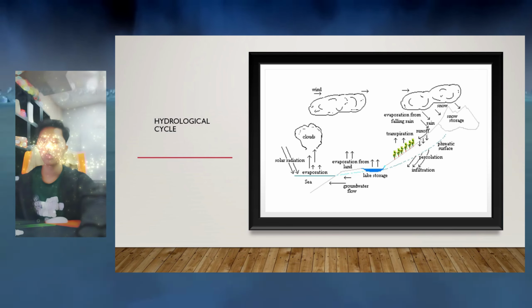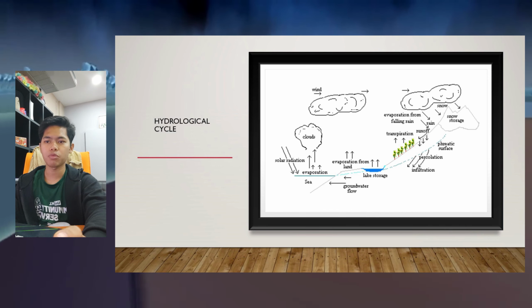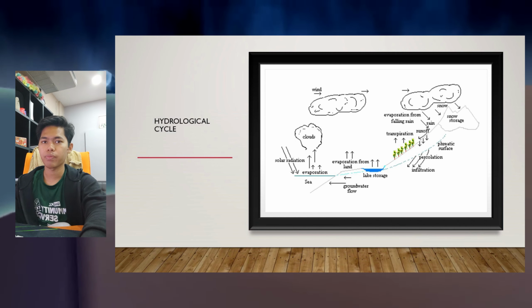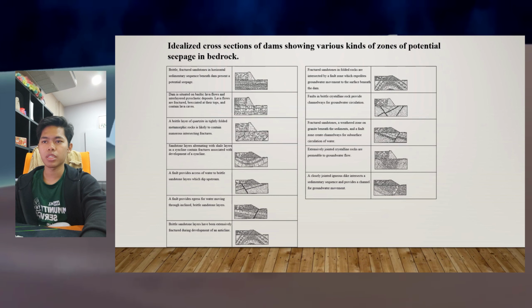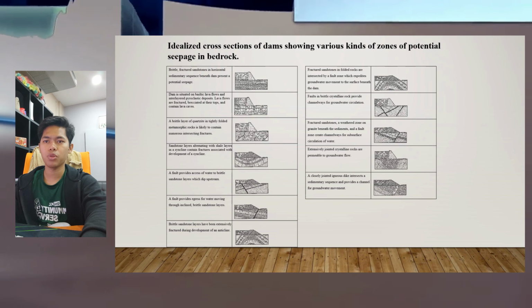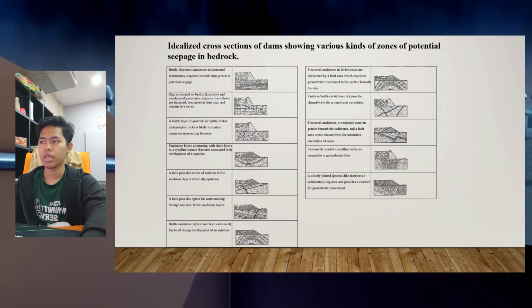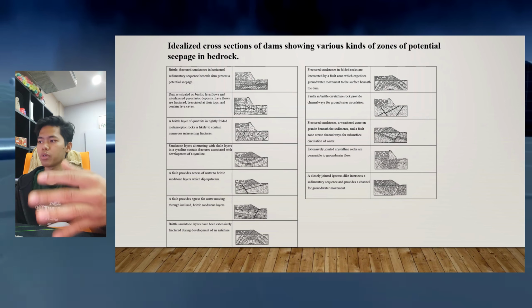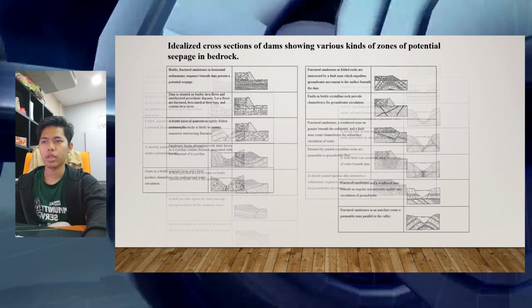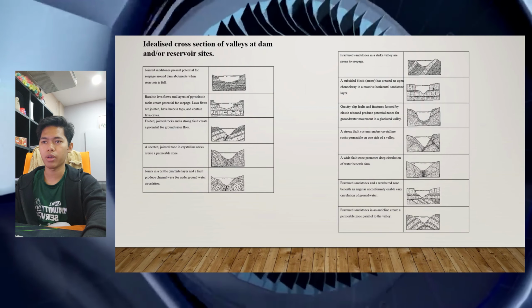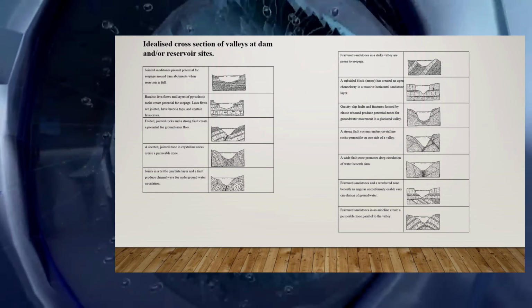Okay, this is the hydrological cycle that we have to know, the steps from the upstream to the downstream of the water. Okay, this is an analyzed cross section of a dam showing various kinds of zones of potential seepage and backfill. You can see there are a lot of samples that we have, and this one is also the cross section that we have of a valley at the dam and reservoir site.